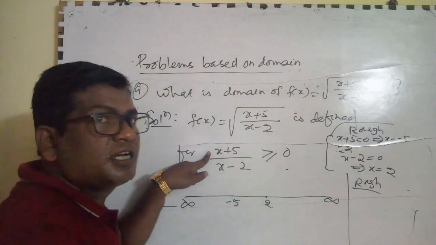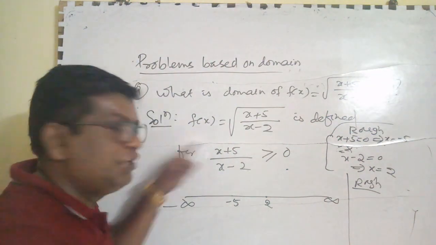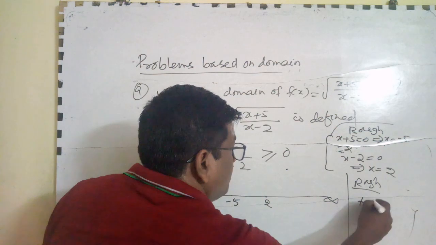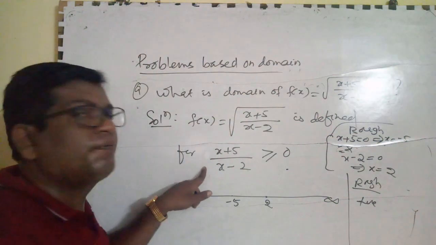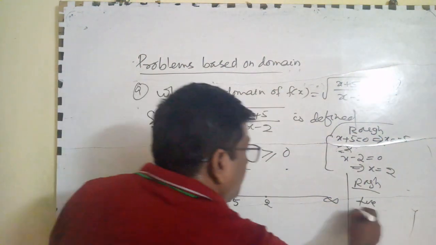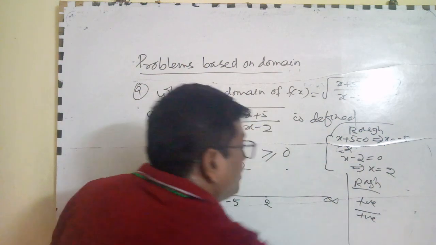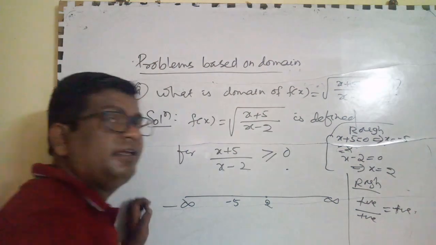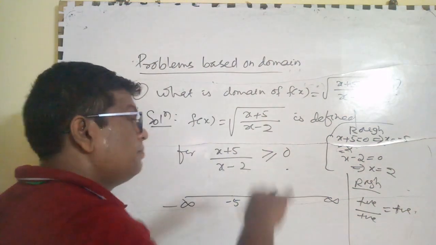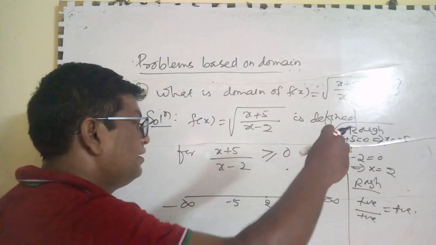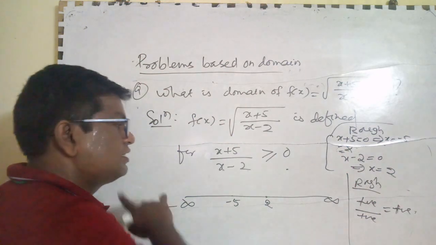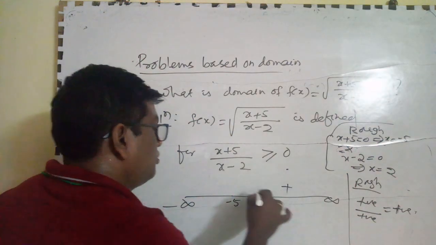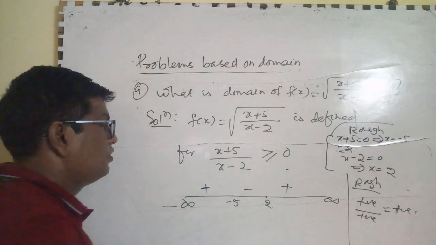What is the coefficient of x in the numerator? Plus, positive. What is the coefficient of x in the denominator? Positive. So positive by positive is positive. So put plus sign from the right, then alternate opposite sign, plus minus plus.